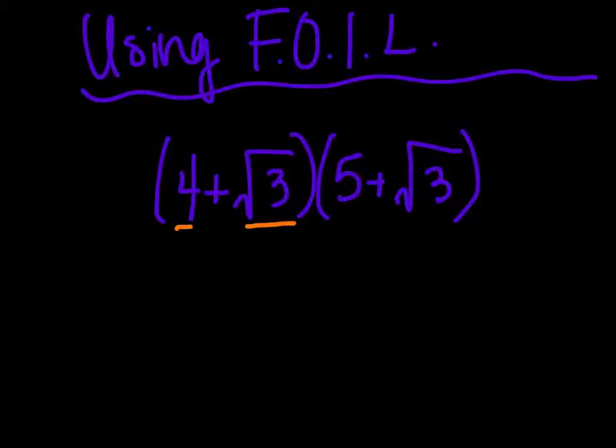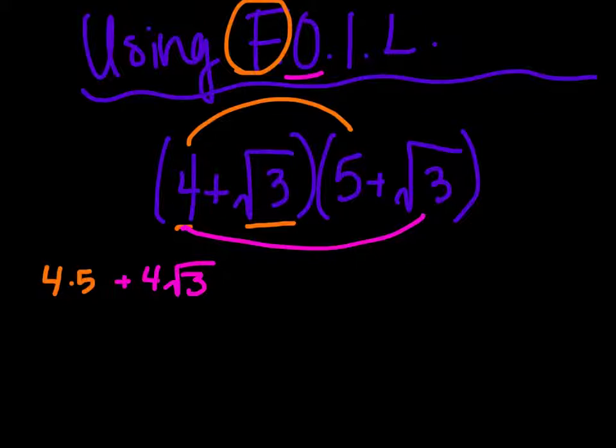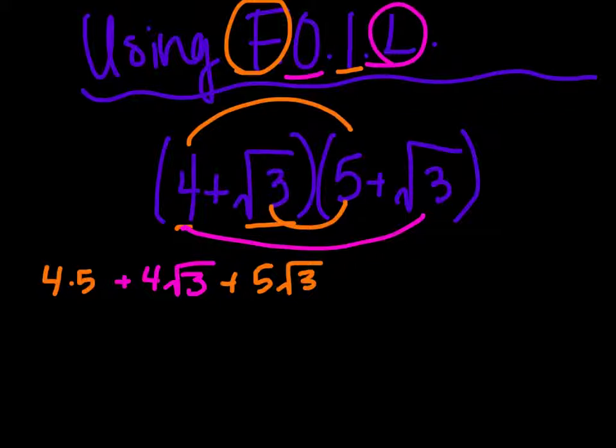So starting out, first means we're multiplying our first terms, 4 times 5. Then we have outside, 4 times square root of 3. Our inside terms, so plus 5 square root 3. And the reason why I say not square root 3 times 5 is it just sounds a little bit better when I say 5 times the square root of 3. And then last terms, so plus the square root of 3 times the square root of 3.